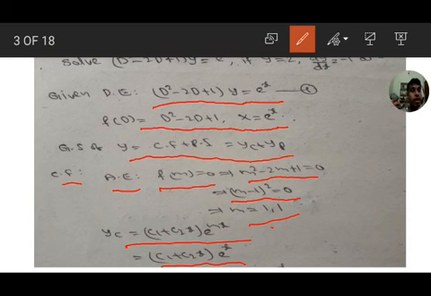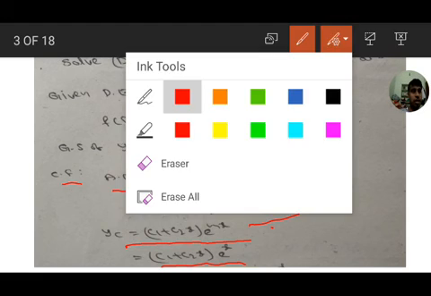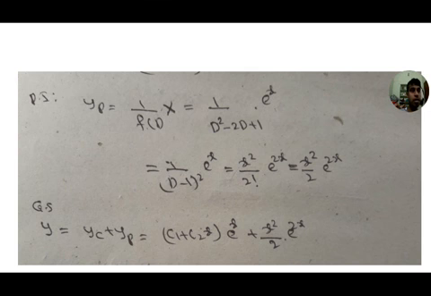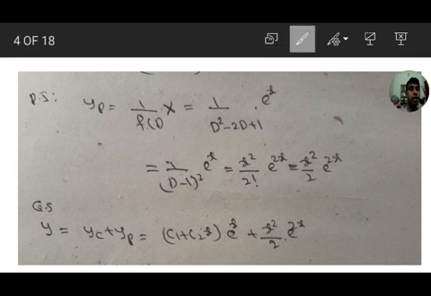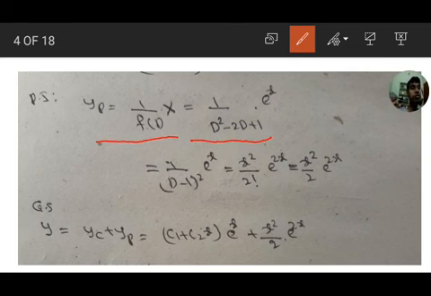This is the complementary function. Next, particular integral, yp equal to 1 by f of D capital X, that is 1 by (D square minus 2D plus 1) e to the power of x. If you substitute D equal to a equal to 1, we get 0. So we have to factorize the D square minus 2D plus 1, that is 1 by (D minus 1) whole square e to the power of x.